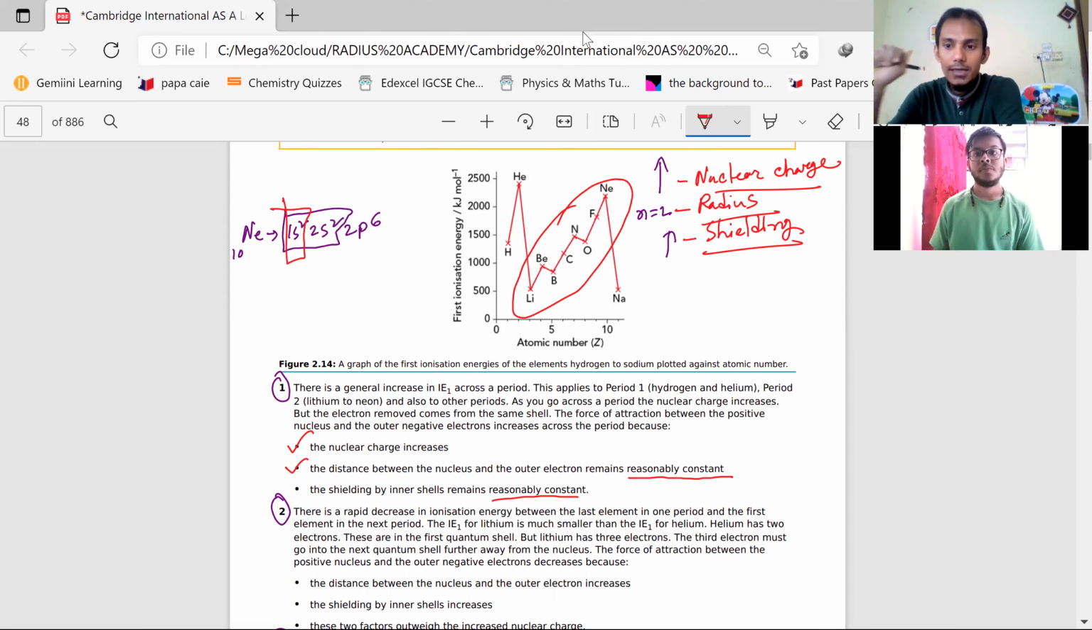So nuclear charge increases. So this is the main factor. Distance between the nucleus and outer shell electron remains reasonably constant. Shielding remains reasonably constant because the electrons are removed from the second quantum shell. That's why there is a general trend in increasing of the first ionization energy, because this is the main factor. Is it clear? Number 1 point.